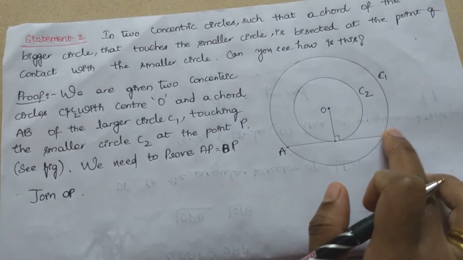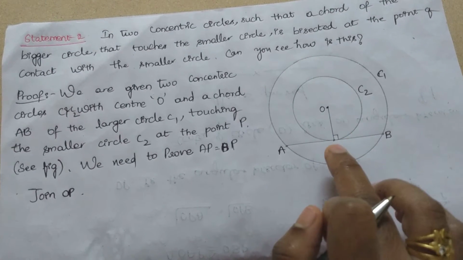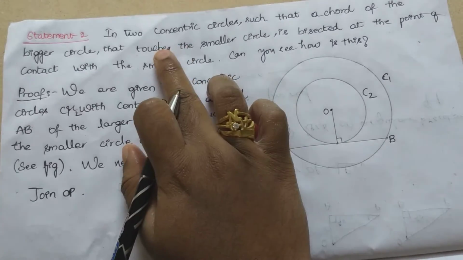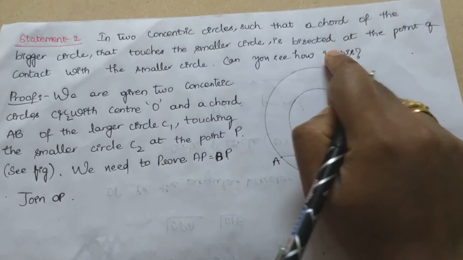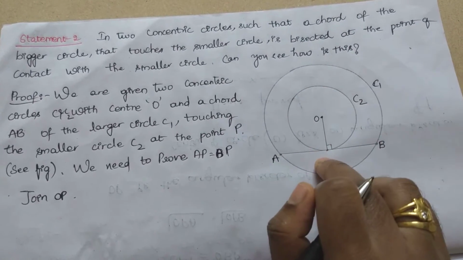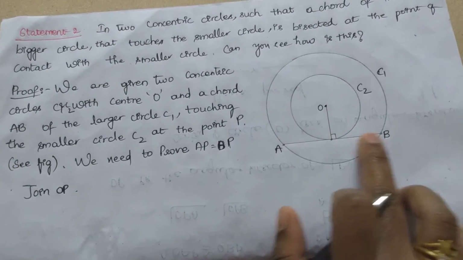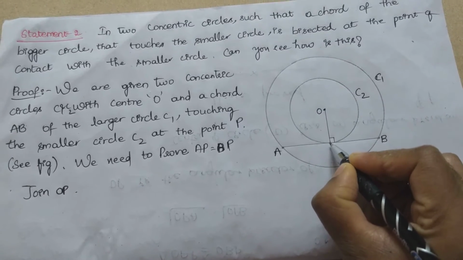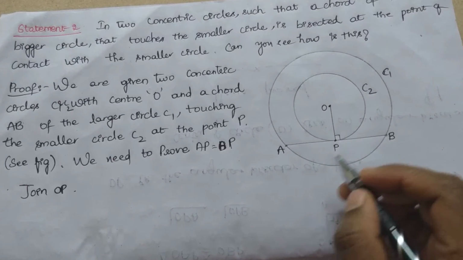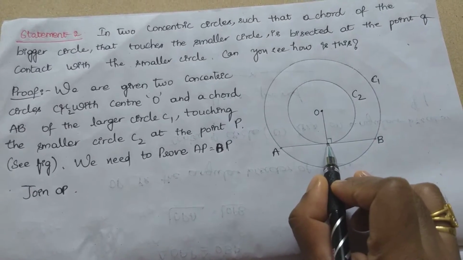So, this chord touches the smaller circle. It means it touches the circle at one point, at one common point. They told that touching means only one point. So, this line that touches the circle is bisected at the point of contact. Bisected means what? Let this point be P. We need to prove that this line is bisected at the point of contact.